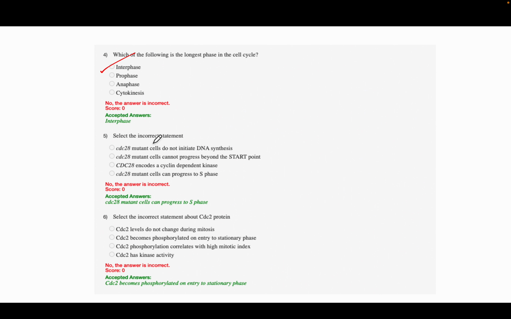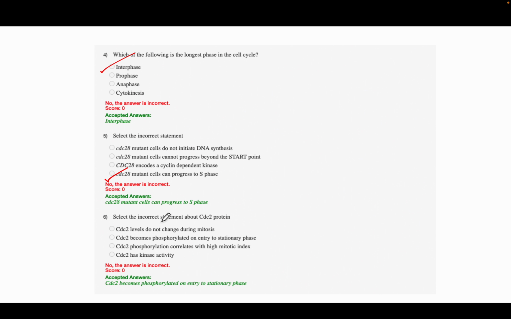Now the question is to select the incorrect statements. CDC28 mutant cells do not initiate DNA synthesis. CDC28 mutant cells cannot progress beyond the start point. CDC28 encodes a cyclin dependent kinase. CDC28 mutant cells can progress to S phase. So the incorrect statement is definitely that CDC28 mutant cells can progress to S phase. It cannot progress to S phase.